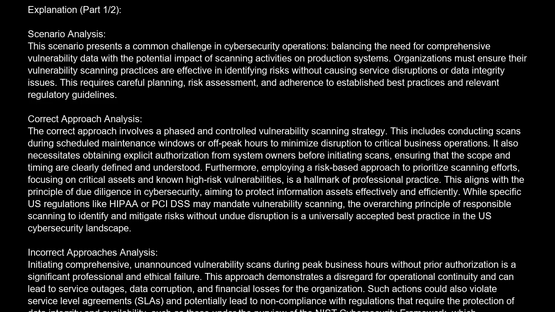Initiating comprehensive, unannounced vulnerability scans during peak business hours without prior authorization is a significant professional and ethical failure. This approach demonstrates a disregard for operational continuity and can lead to service outages, data corruption, and financial losses for the organization. Such actions could also violate service-level agreements, SLAs, and potentially lead to noncompliance with regulations that require the protection of data integrity and availability, such as those under the purview of the NIST cybersecurity framework, which emphasizes operational security.